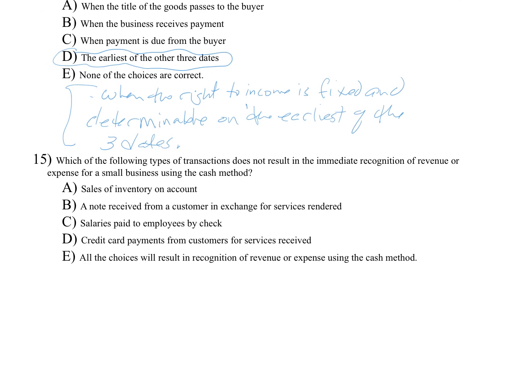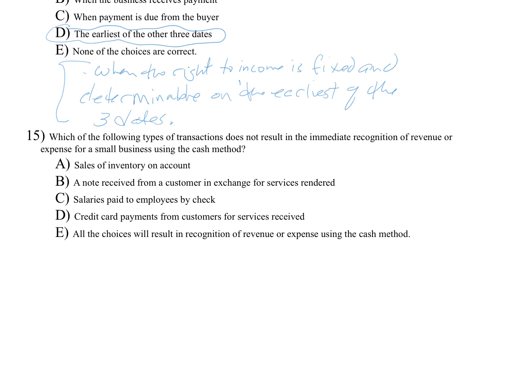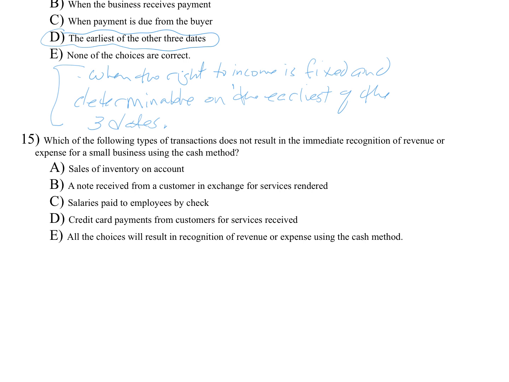Okay, moving on to number 15. Which of the following types of transactions does not result in the immediate recognition of revenue or expense for a small business under the cash method? So which of the following types of transactions does not result in the immediate recognition of revenue or expense for a small business using the cash method? All right. And the answer is sales of inventory on account.